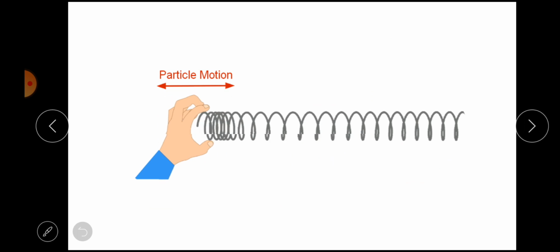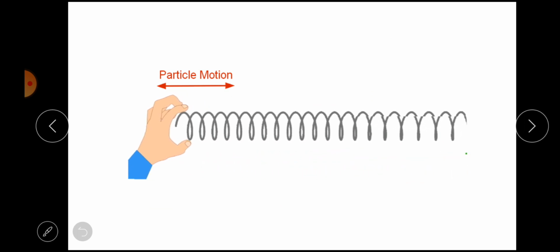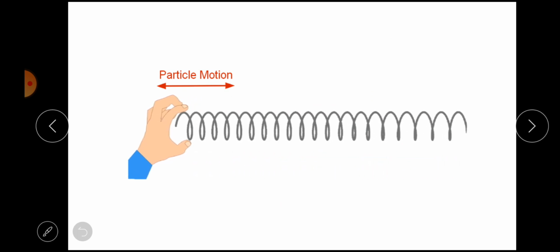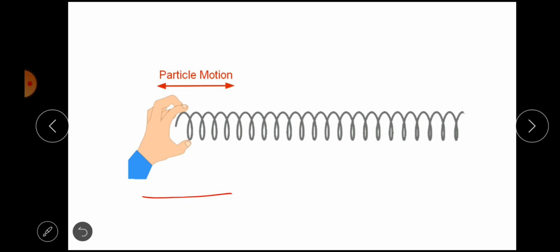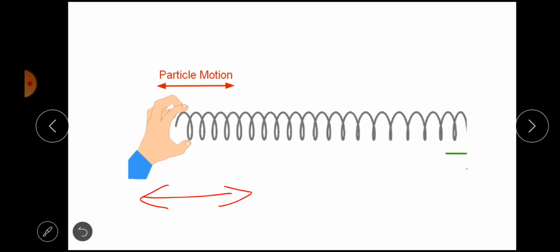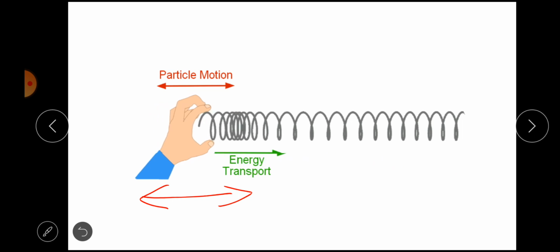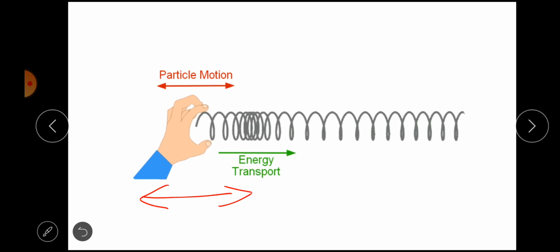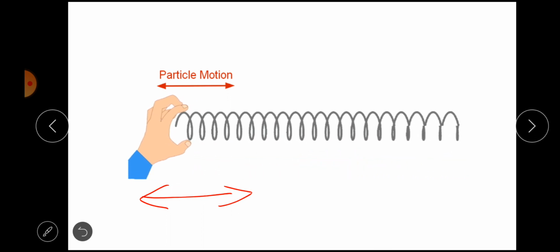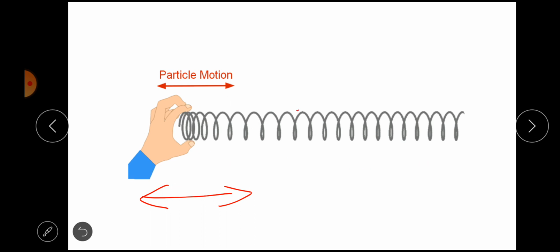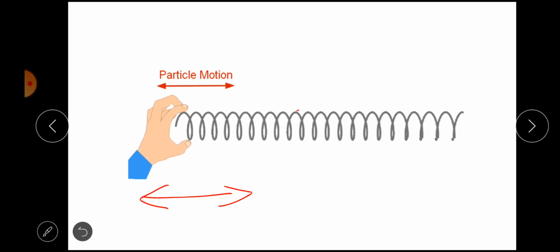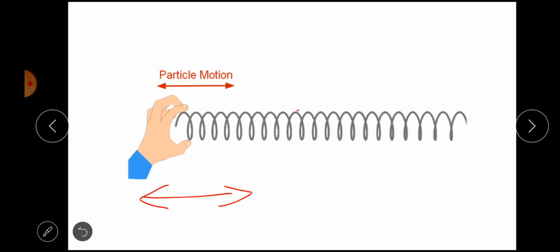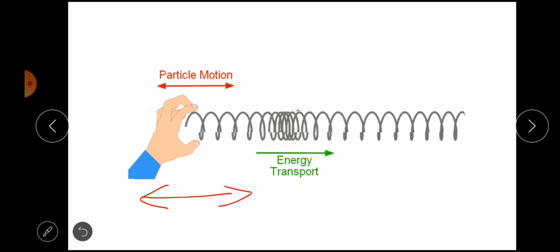Okay, so this is an animation to show how waves can be generated using a slinky spring. So what is happening here? You are moving the hand forward and backward, forward and back. So the particles are going to be moving forward and backward. If we take just one portion of the spring and notice how it moves, you will find that it will move forward and then backward, repeatedly. That is if the hand is moved forward and backward repeatedly.